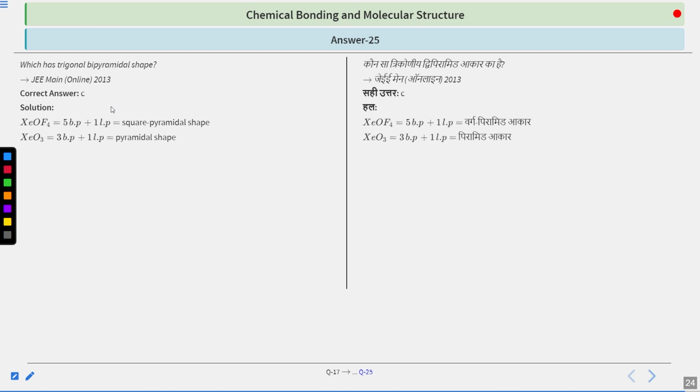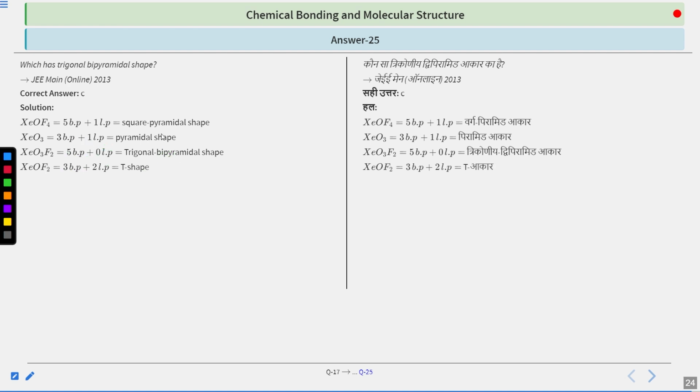Moving on to the next one, which is XeO3. There are a total of 8 electrons. Out of this, 6 are involved with oxygen, and that will result in 3 bond pairs excluding those covalent bonds and 1 lone pair. So that will result in pyramidal shape. Next is XeO3F2. Again, 5 bond pairs are there excluding your covalent bond and 0 lone pair, that is trigonal bipyramidal shape.